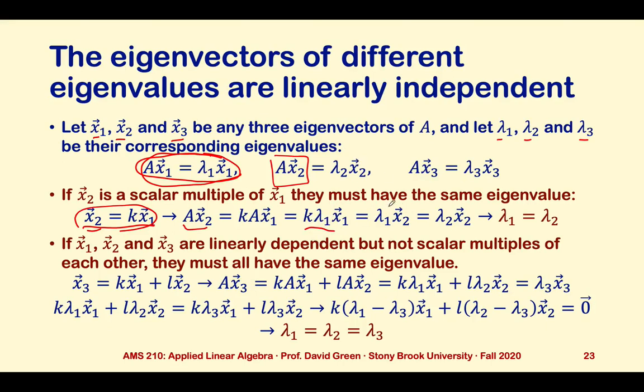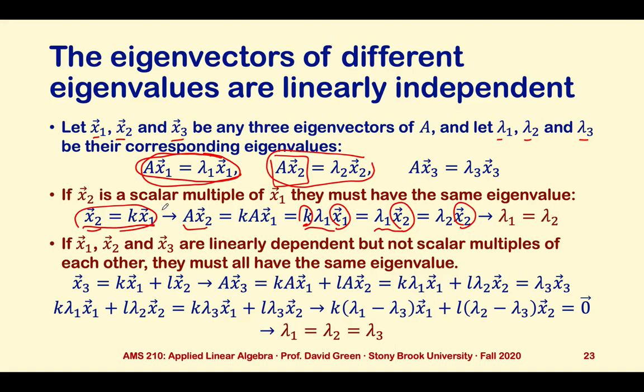What we then see is that k times x1 is, of course, x2, so this becomes lambda 1 times x2. But from the eigenvalue expression, A times x2 has to be lambda 2 times x2. We have the same vector on either side. If scalar multiples of the same vector are equal to each other, the eigenvalues have to be the same.